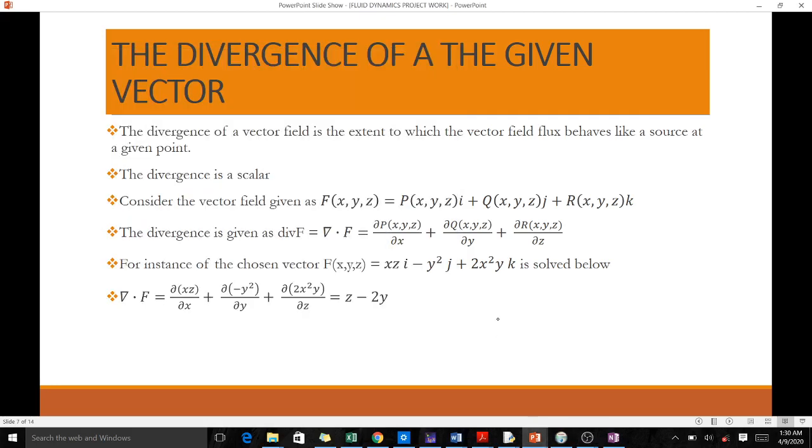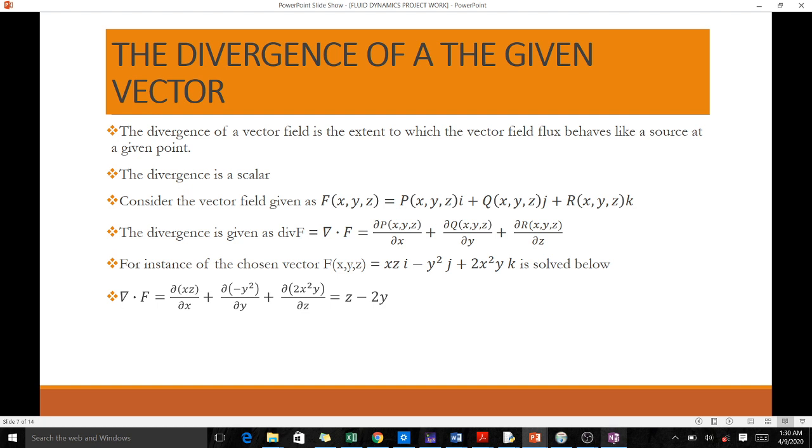Good day. So on today's lesson, we are going to go through the divergence of a vector field. So when you talk about the divergence of a vector field, the divergence of a vector field is the extent to which the vector field behaves like a source at a given point.